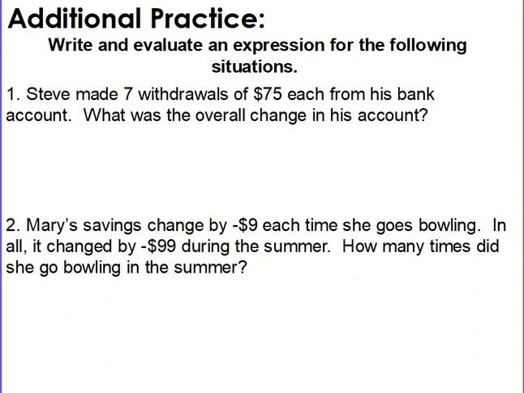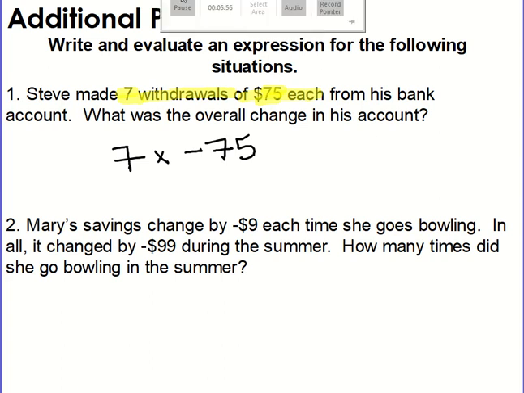All right, so it says Steve made 7 withdrawals. So the fact that there's 7 of them and they're withdrawals is important, and it's of $75. What was the overall change in his account? Okay, and that was $75 each. So that's also important. I don't want to miss that part. So that's saying I took 7 times negative 75. And that's because the withdrawal is the money, and since I'm taking it away, taking it out of there, it's negative 75. Okay? So we need to make sure that's negative.